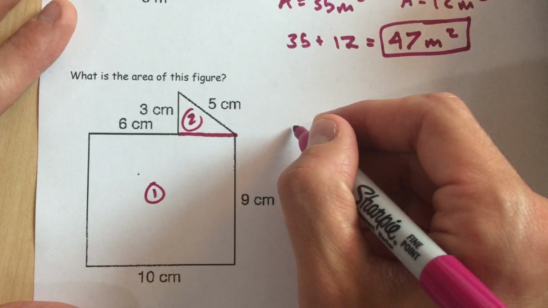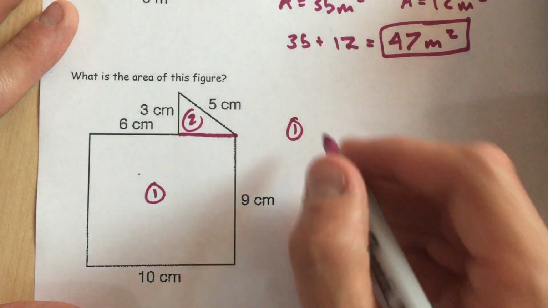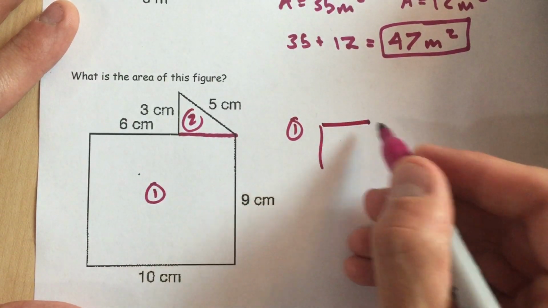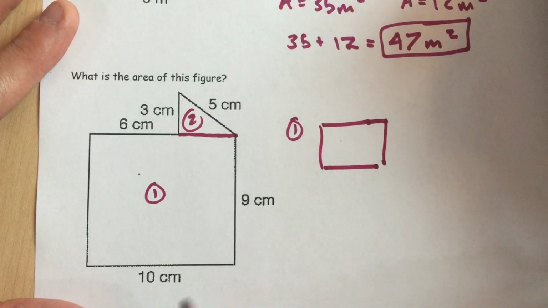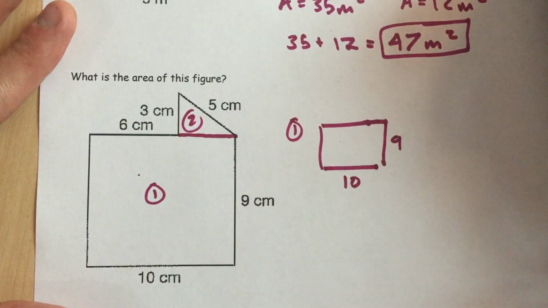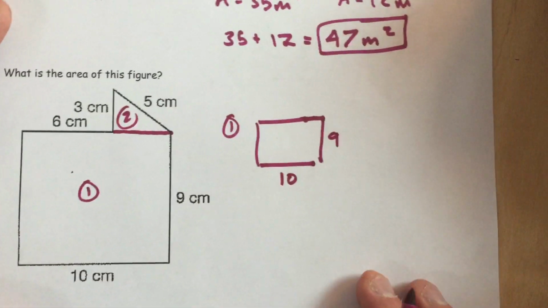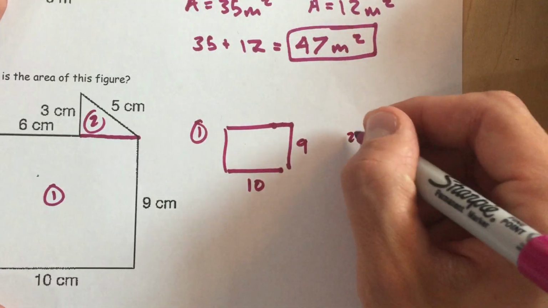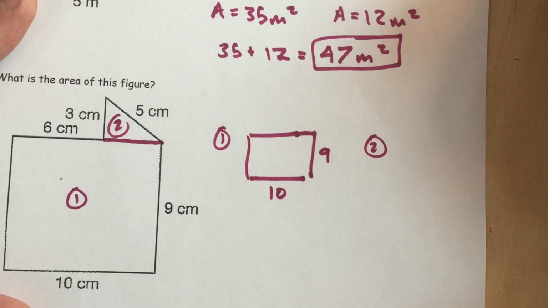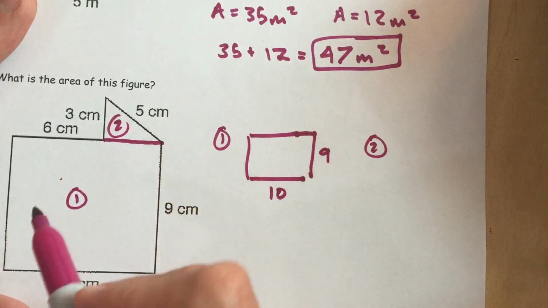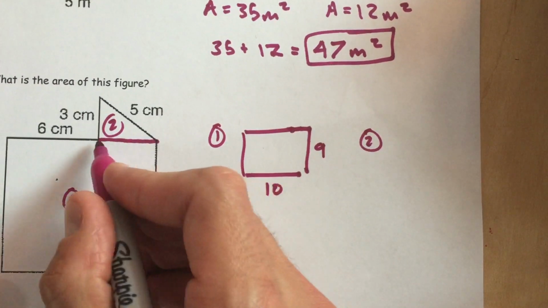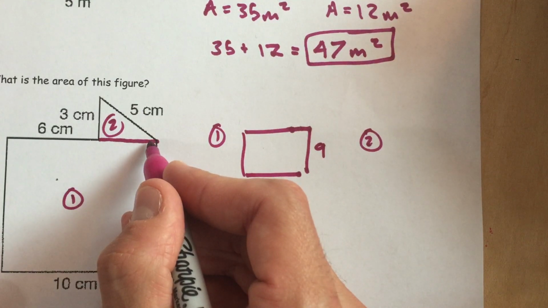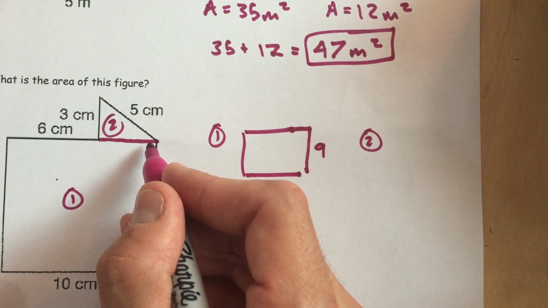Let's do the same thing we did before. We have a rectangle, and that rectangle has a base of 10 and a height of 9. And we also have a triangle. And that triangle has, I need to figure something out. I don't know what this base is. How can I figure out this base?